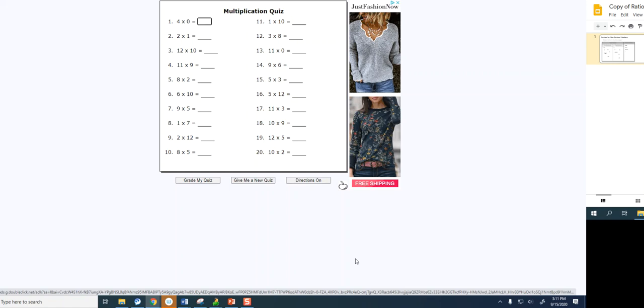So this is a quiz that they can practice as many times as they want. They can take it and then grade it, and then they can just click on give me a new quiz. And this is something that they could practice every single day until they're getting a 100% consistently on these quizzes.